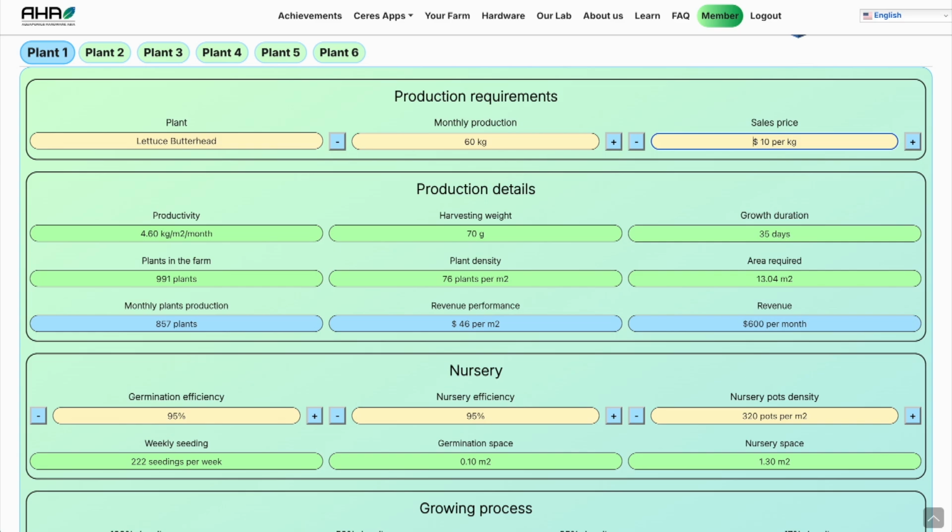Ceres provides us with valuable information: the expected productivity under our defined environment, the optimum harvesting weight, the growth duration to reach this weight, the number of plants we will have in our farm to achieve our desired production, the average plant density, the area required. Ceres Production also provides monthly plant production, revenue per unit area, and overall monthly revenue for each vegetable.